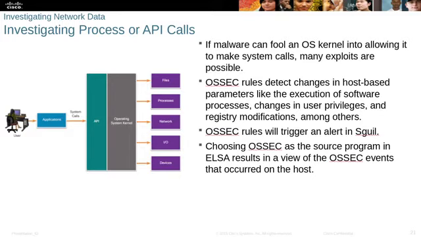OSSEC rules will trigger an alert in Sguil. Pivoting then to ELSA on the host IP address will allow you to choose the type of alert based on the program that created it. So choosing OSSEC as the source program in ELSA results in a view of the OSSEC events that occurred on the host, including indicators that malware may have interacted with the operating system kernel. So you get used to jumping from one tool to the next by pivoting, starting off with Sguil.